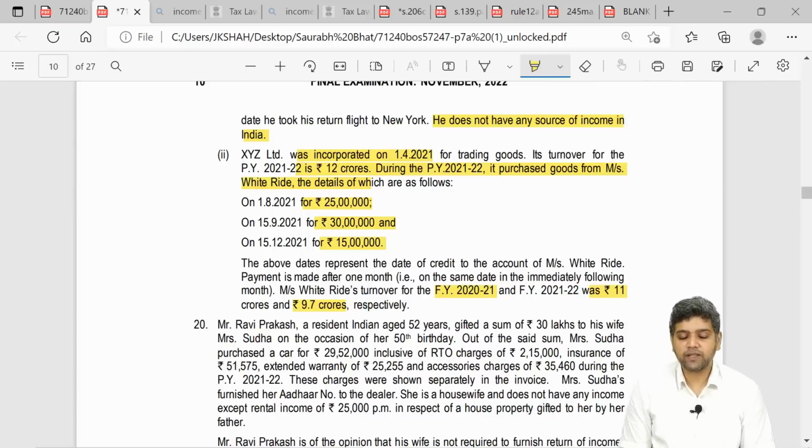Now here who is the purchaser? XYZ Limited. What was the turnover in the preceding year? Nothing, because this company is incorporated during the current year. So since I am incorporated during the current year, my turnover in last year was not applicable. Therefore, provision of 194Q are not applicable to the buyer.